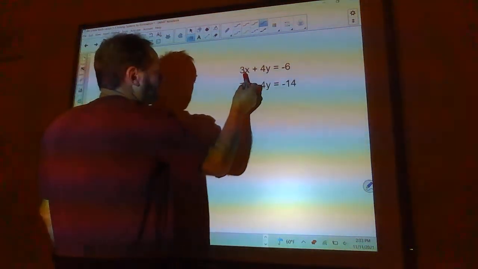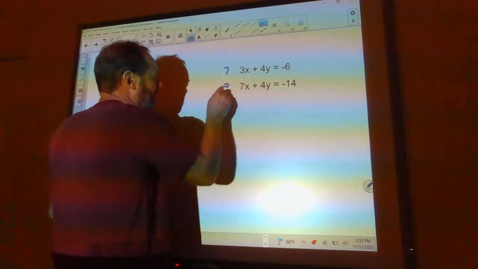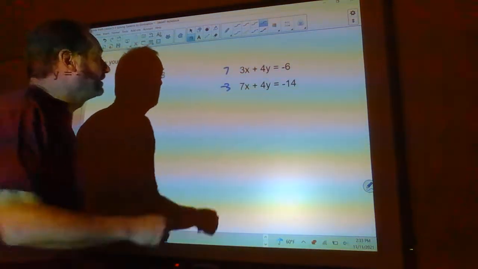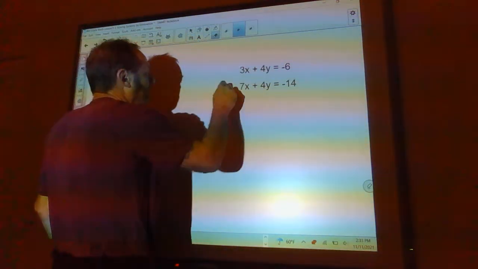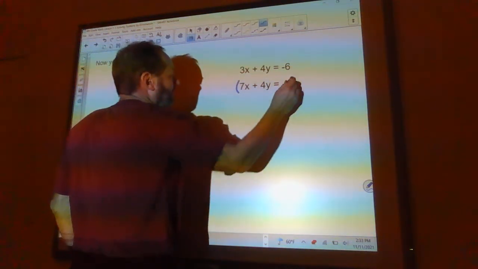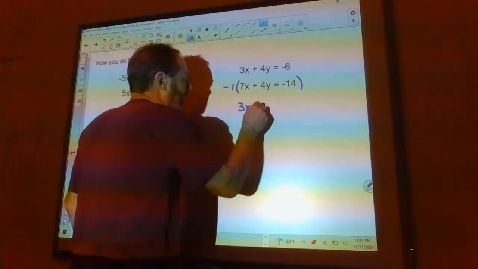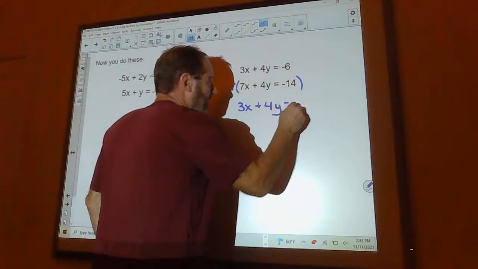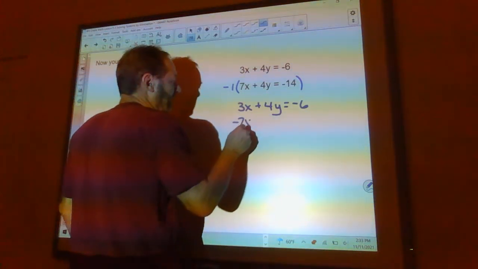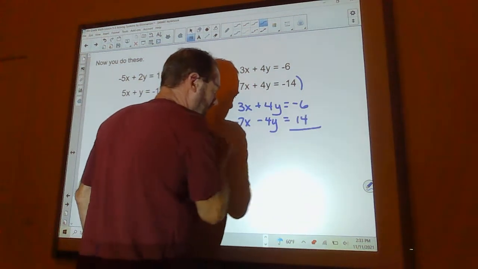If I wanted these to be opposites, I would have to multiply the top equation by 7 and the bottom equation by negative 3. And then I get 21 and I get negative 21. And that'd be a lot of work. So let's just do this. Let's just take this bottom one, multiply the equation by negative 1. So here's my original equation on the top. Now the bottom one is now going to be negative 7x minus 4y equals 14.